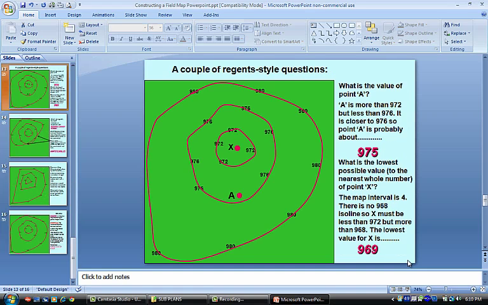Okay, so what is the value of point A on this map? A is greater than 972, but is less than 976. However, it's closer to 976, so we can probably assume that point A is about 975.